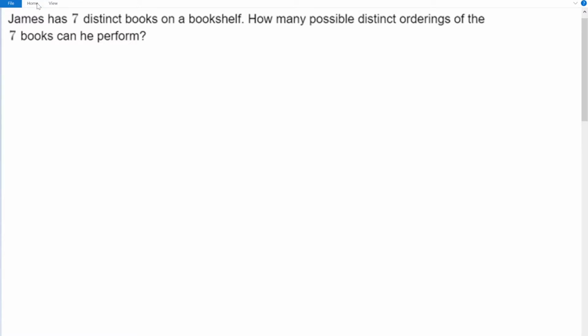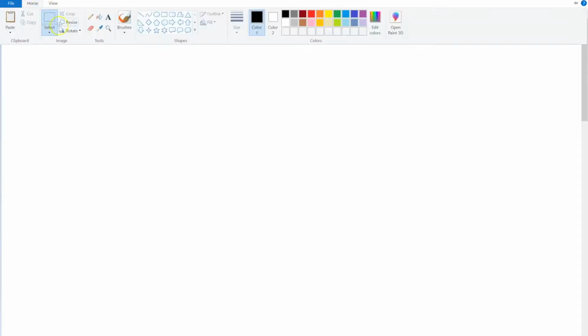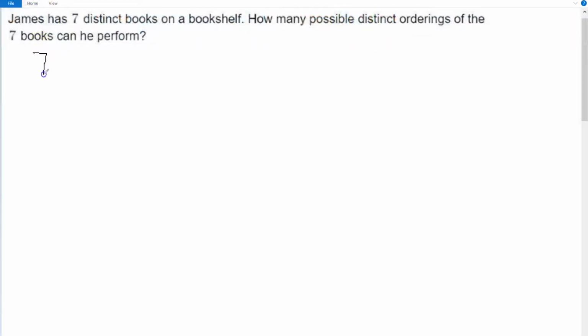We will assume that James starts off with the first book available to him. We know that there's 7 possible spots for him to place this book. For the next book, there's only 6 possible spots available to him, since one of the spots was taken by the first book. This continues with 5 spots left for the third book, and so on. Hence, the answer is 7 times 6 times 5 all the way to times 1, which simplifies to 5,040.